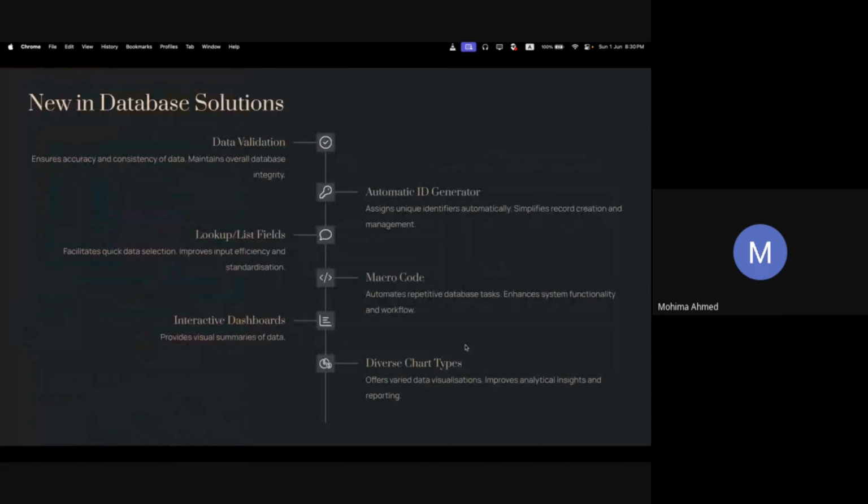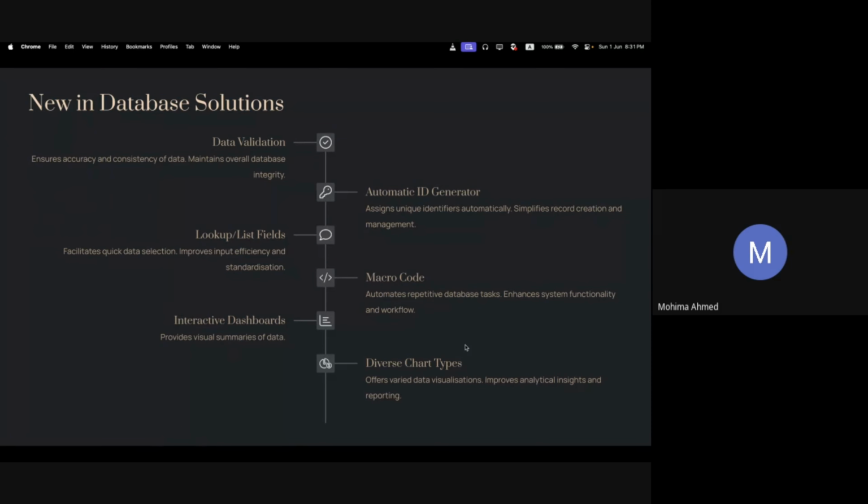Here we will understand how we can provide data validation, and how we can create an automatic ID generator. Most of the time they give this question, where you have to create an automatic ID generator for certain parts. Then we will learn how to add a combo box, lookup or list field. Then we will learn about the macro code here. We also have to create an interactive dashboard and diverse chart types, like the pie chart, bar chart, similar types of charts. They will give us the data, and based on the data, we will create different types of charts.